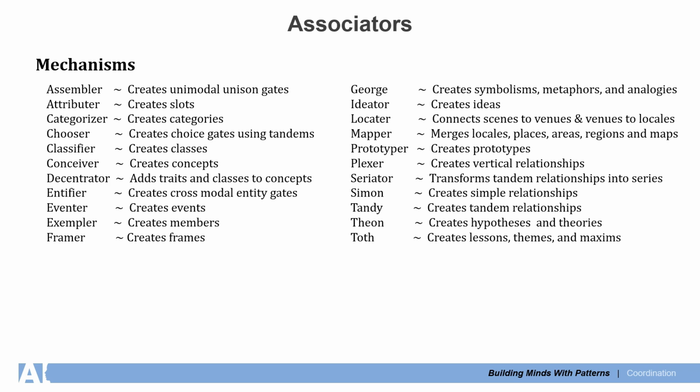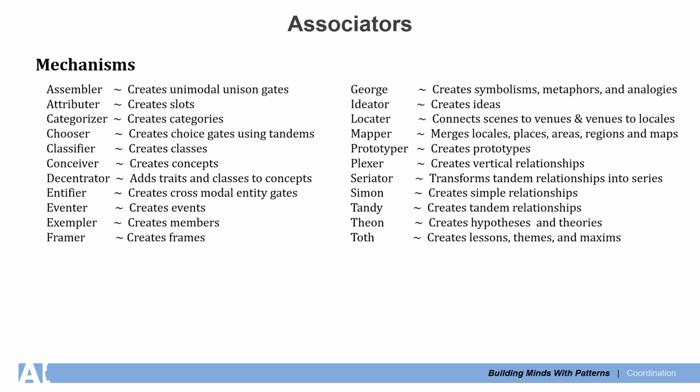The classifier creates classes. The conceiver creates concepts. The decentrator adds traits and classes to concepts. The identifier creates cross-modal entity gates. The eventer creates events. The exemplar creates members. The framer creates frames. George creates symbolisms, metaphors, and analogies. The ideator creates ideas. The locator connects scenes to venues and venues to locales. The mapper merges locales, places, areas, regions, and maps.